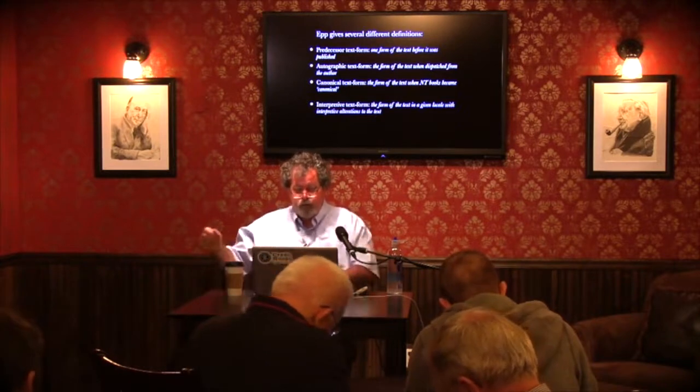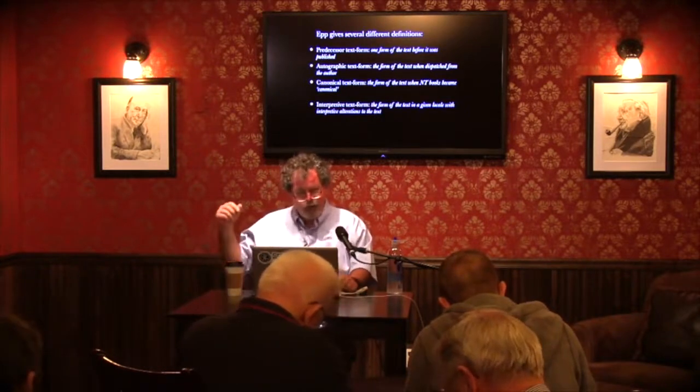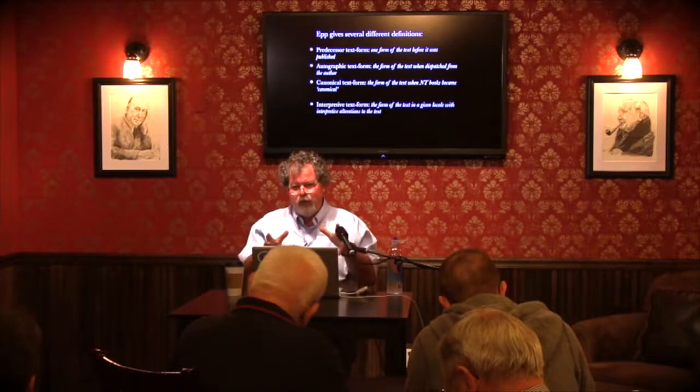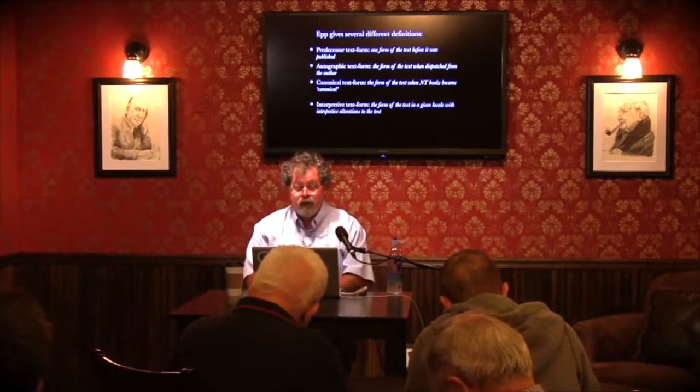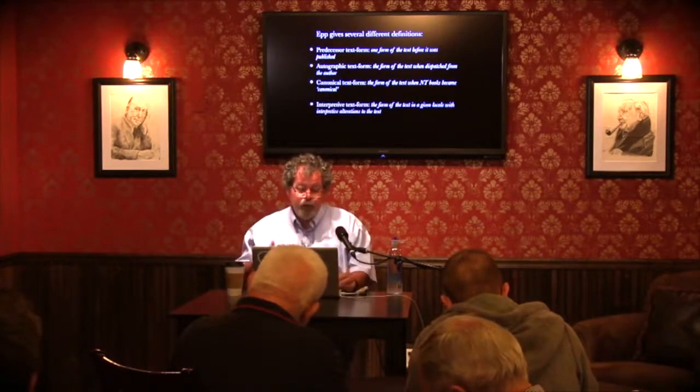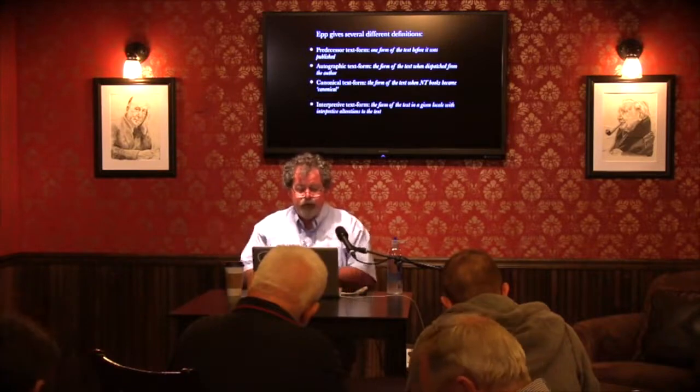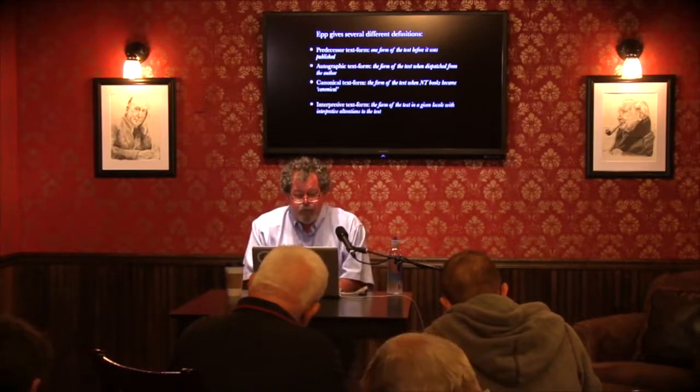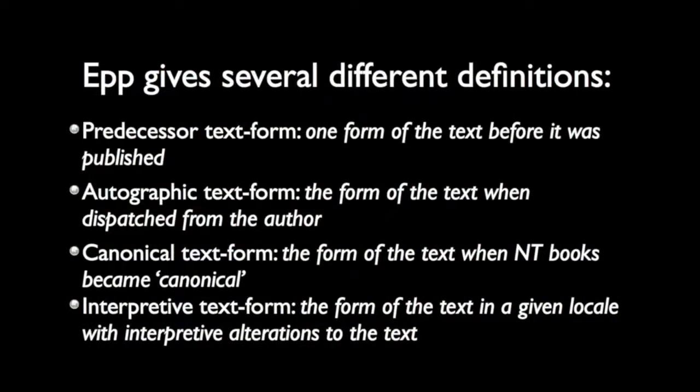So it's that last form when he dots all of his I's and crosses all of his T's, and that's the way he wants it to look. That's the autographic text. That's the original text, not the working drafts that he's been editing and changing before it gets published. Then there's the canonical text form, the form of the text when New Testament books became canonical. That is, when they were considered as scripture.